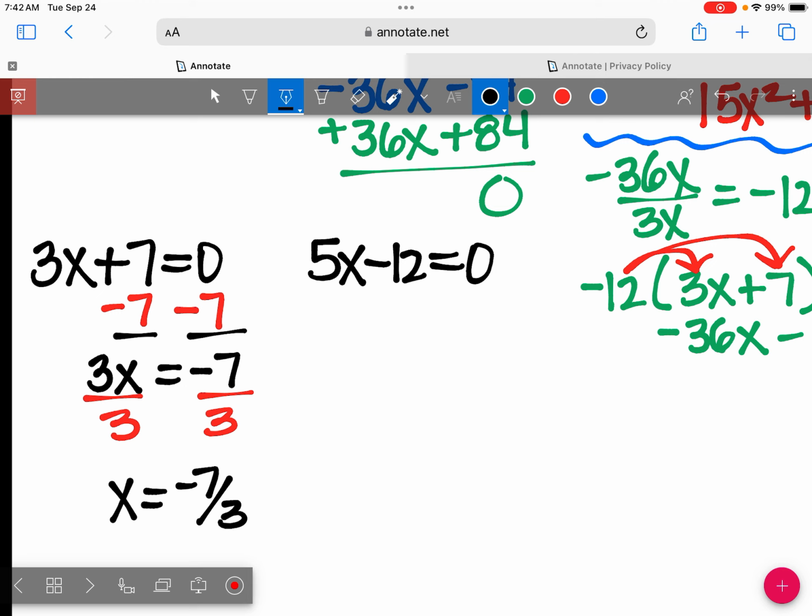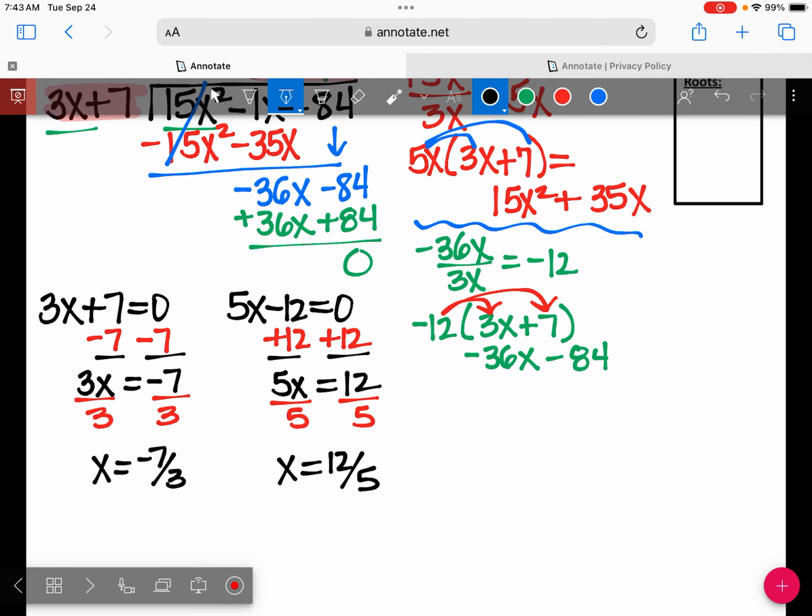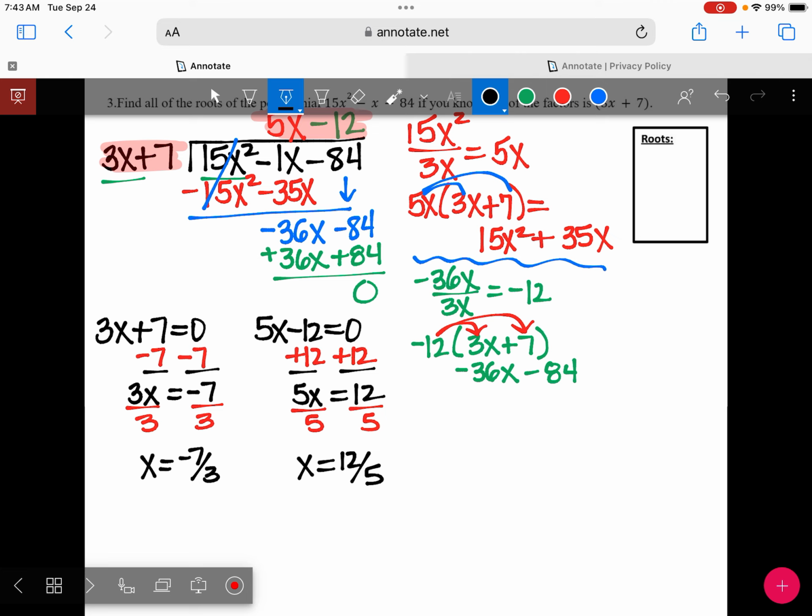For the second equation, what do I have to do first to solve the second one? Do I subtract 12 or add 12 first? Who says add 12? Yeah, we're going to add it. And then divide it by 5. And just leave them as a fraction. You don't have to write them as decimals. Over here in the box, we're going to put our two solutions, which are negative 7/3 and positive 12/5.